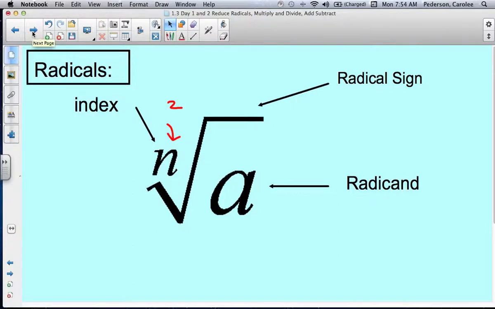The first is just to review with you what a radical looks like. You don't need to write this slide down. The index in the examples we're going to do today all are going to have an index of 2. There's the radical sign, and then what's underneath the radical sign is what we call the radicand.